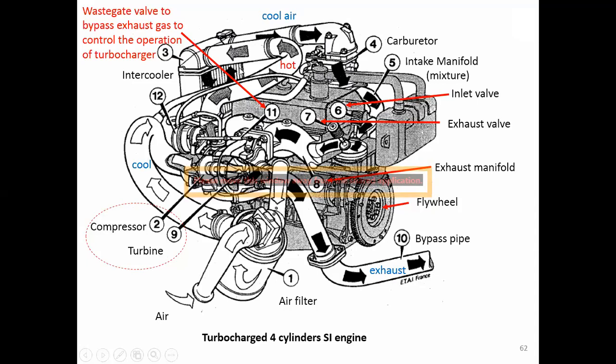Okay, these engines have the intercooler here because when the compressor increases the pressure of the fresh air, it also increases the temperature. In case the temperature is too high, we use the intercooler to cool down the temperature of the fresh air. The pressure is still the same, but the temperature is reduced. So it will go into the carburetor here, and then into the intake manifold, and then to the inlet valve, and then into the cylinders.